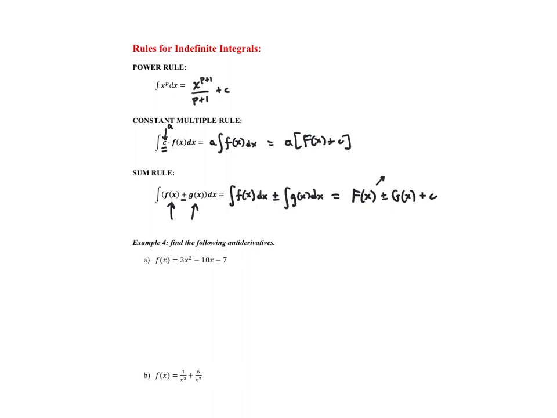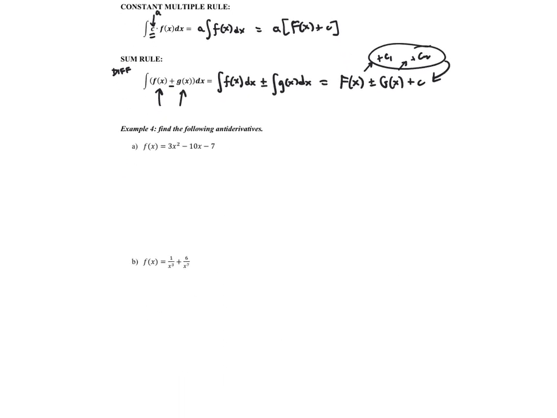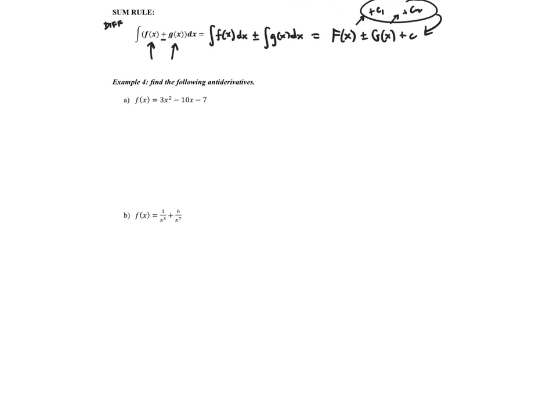So instead of f of x having plus some value c1 and g of x having plus some value c2, we just combine those two into some general value c. Okay, so that's going to be the sum, and I should really put difference rule. Okay, so let's look at using these rules to find the following antiderivatives.